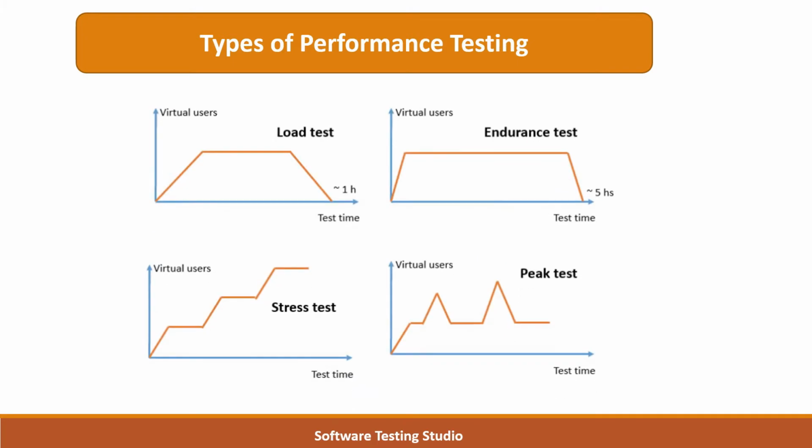Here we have a graphical representation of the types of performance testing. With load testing, as you can see from the graph, we are checking the system performance while under a specific workload. With endurance testing, we are checking the system performance during a long period of load, hence why it's called an endurance test. With stress testing, we are checking the system performance while stressing it until it reaches the breaking point. With peak testing, we are checking the system performance during a sudden peak or surge.